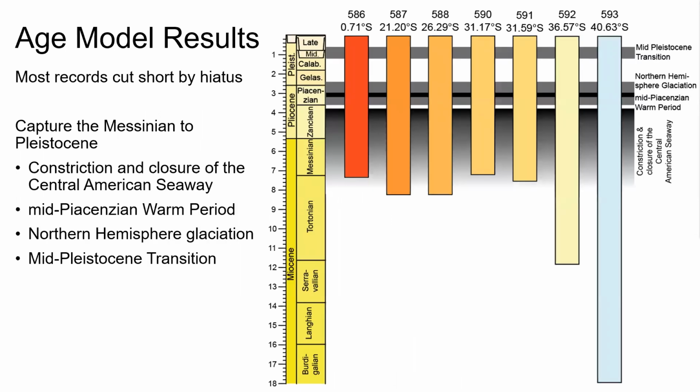And this is great because we are able to capture 4 important events within these records. The first is the constriction and closure of the Central American Seaway, which occurred in the Pliocene around 4 million years ago. That tectonic event was followed by the global warming event known as the Mid-Pliocene warm period. The intensification of Northern Hemisphere glaciation occurred right after the Mid-Pliocene, in which temperature gradients became more modern-like. Lastly, the Mid-Pleistocene transition is the time in which glacial cycles transition from 40,000 to 100,000 year cycles. So we can investigate the plankton latitudinal diversity gradient response through the late Neogene across such tectonic and climate events.